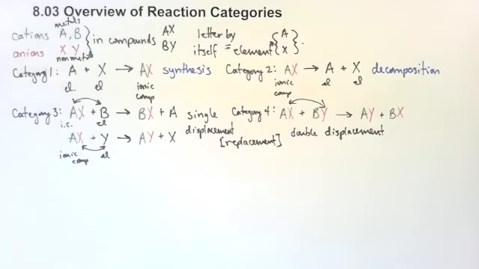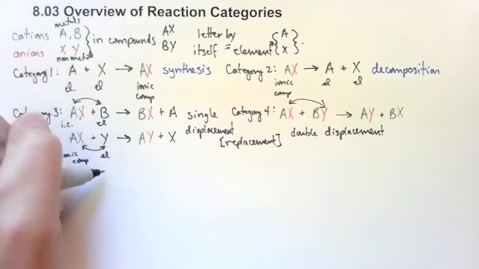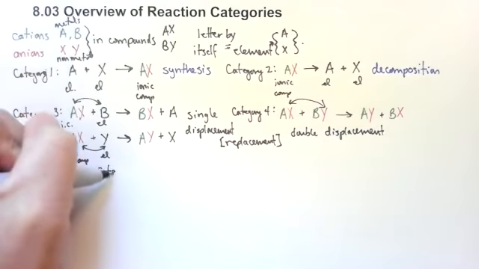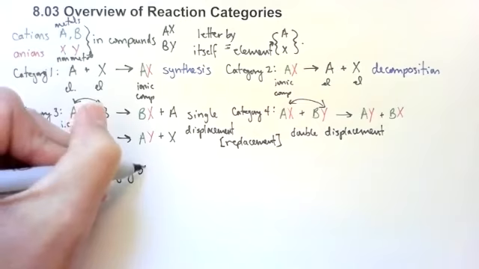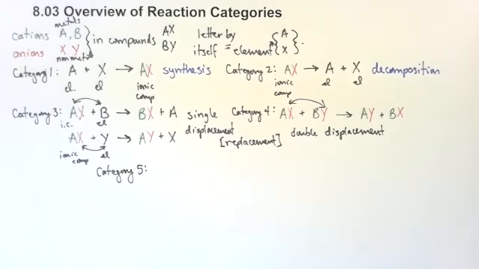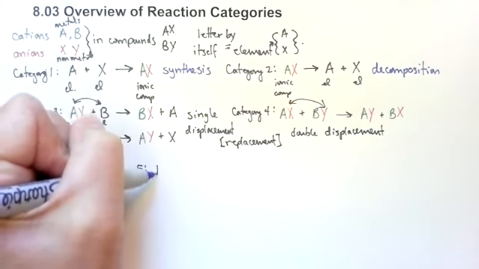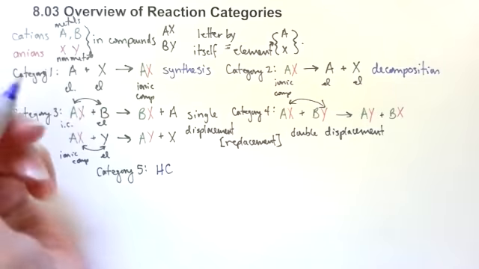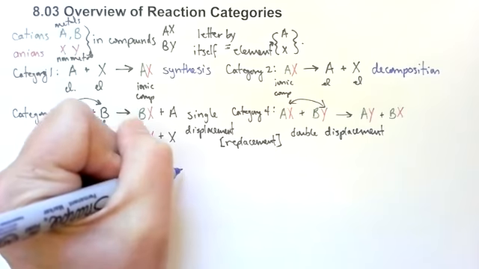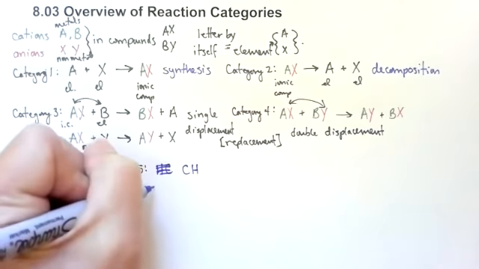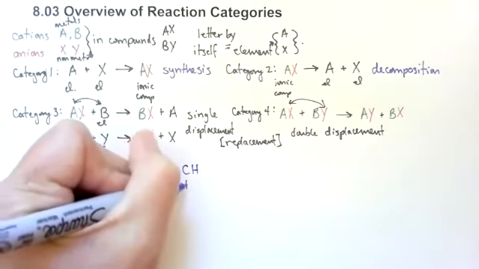All right, category 4 or 5 is completely different because here we're usually dealing with covalent compounds. Everything up to this point has been ionic. But we take, in this case, a covalent hydrocarbon. Actually, it should be CH. So we have a covalent hydrocarbon.